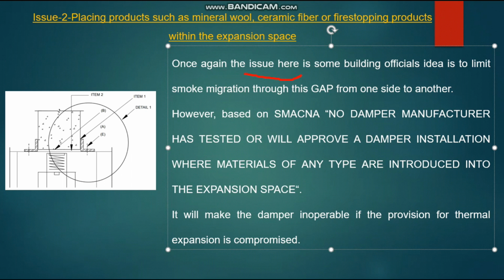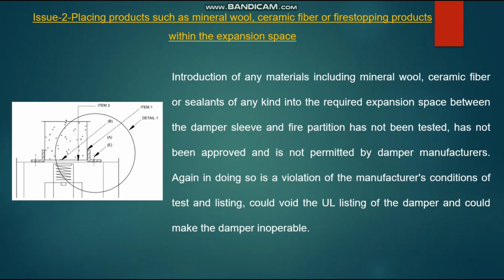Once again, the issue here is that some building officials' idea is to limit smoke migration through this gap from one side to another. However, based on SMACNA, no damper manufacturer has tested or will approve a damper installation where materials of any type are introduced into the expansion space, because it will make the damper inoperable if the provision for thermal expansion is compromised. So, introduction of any material, including mineral wool, ceramic fiber or sealants of any kind, into the required expansion space between the damper sleeve and fire partition has not been tested, has not been approved, and is not permitted by the damper manufacturers. Doing so is a violation of the manufacturer's condition of test and listing, and it could void the UL listing of the damper and could make the damper inoperable.